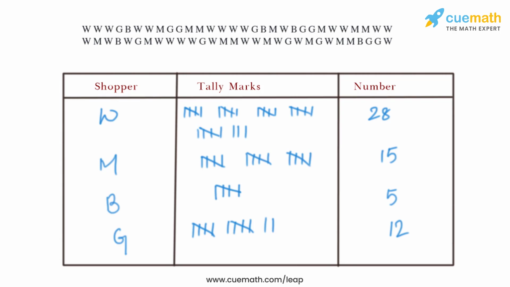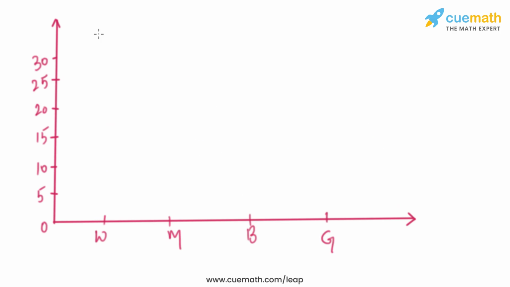Now let's draw a bar graph. So as we can see, the numbers are 28, 15, 5, 12. So we will take the scale as 1 unit equals 5 and we will draw a bar graph. As we have got the data that the number of women is 28, we will draw the bar graph, and 28 is basically just under 30. So we will draw a bar between 25 and 30. So this will be the bar graph of the number of women.